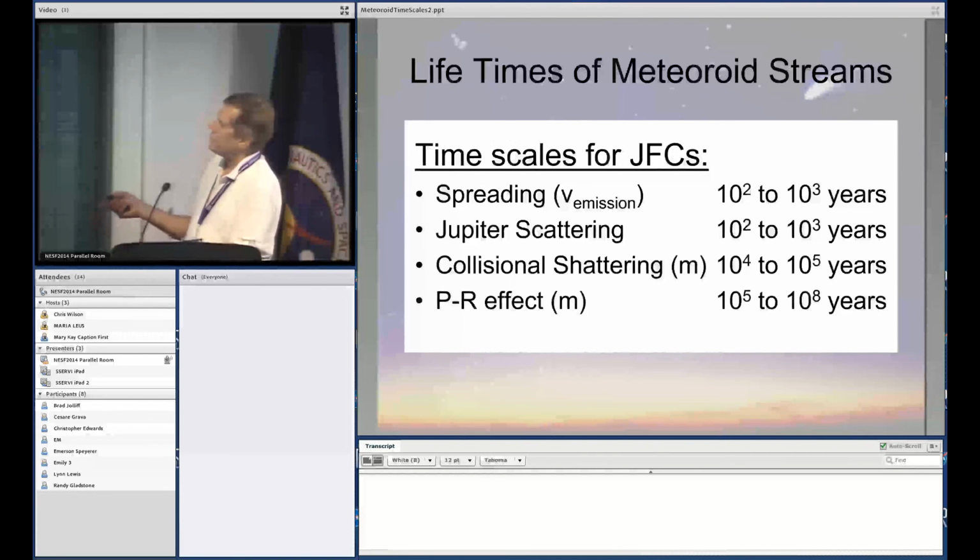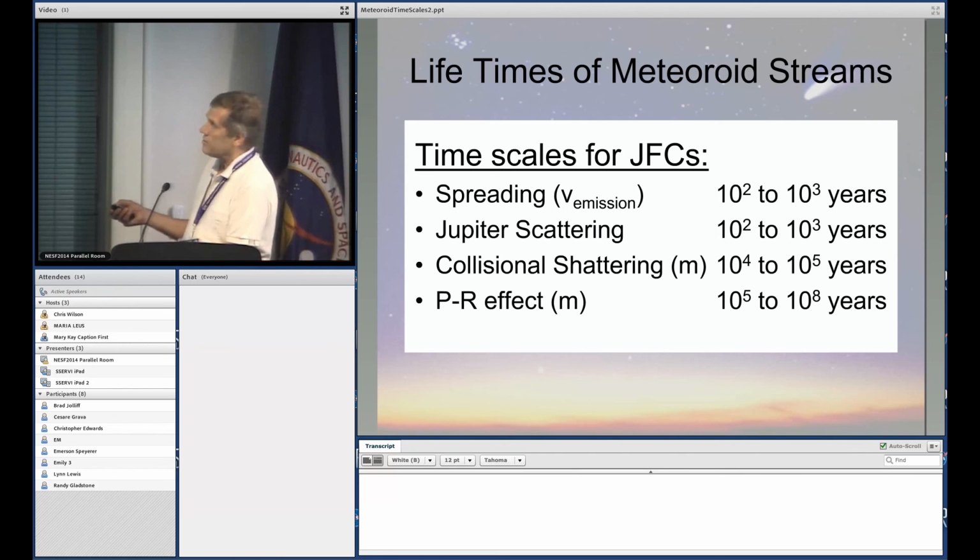So in conclusion, the timescales for Jupiter family comet type orbits are, for the spreading, 10 to 100 to 1,000 years. Jupiter's scattering is of the same order. This depends, of course, on the emission speed, which we do not have a good handle on yet. Hopefully, through Rosetta, we'll get a better handle on the emission speed for at least this one specific sample.